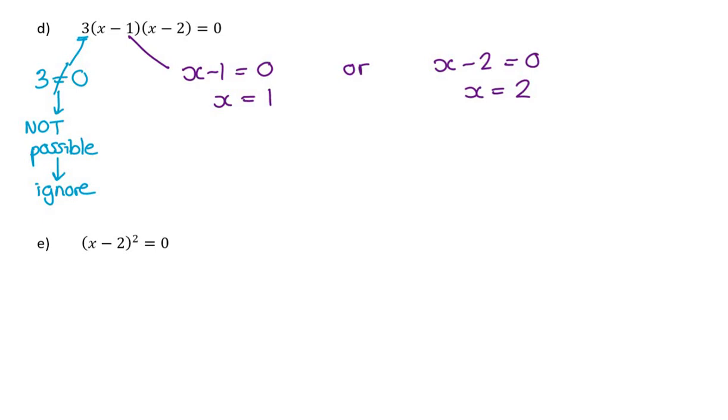So basically, what I'm arguing here is constant factors, I should say, can be ignored, because they can never equal 0. And they're not a problem, because if one of the brackets is 0, 3 times 0 would still give me 0. So they are completely useless and not important.